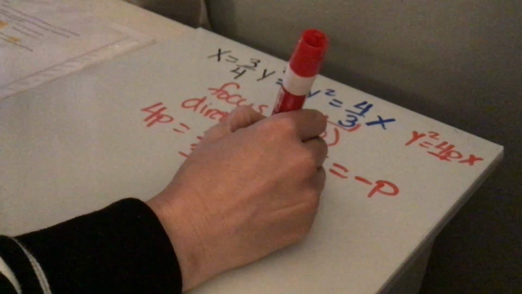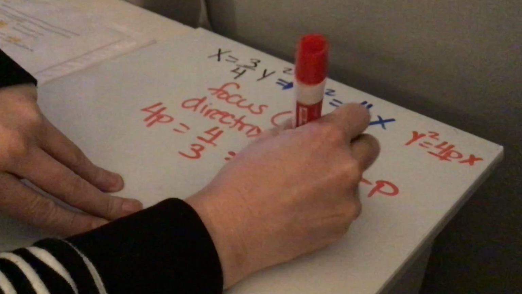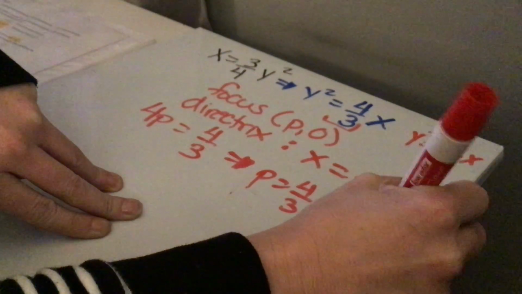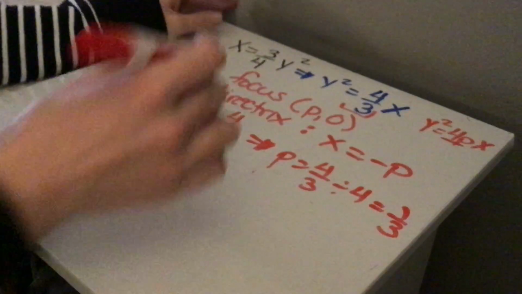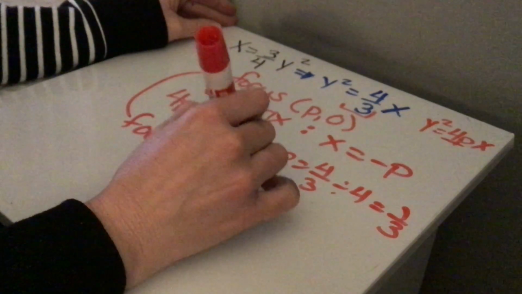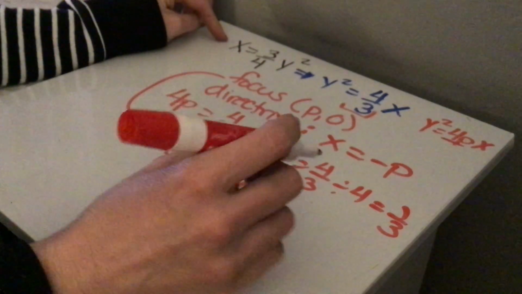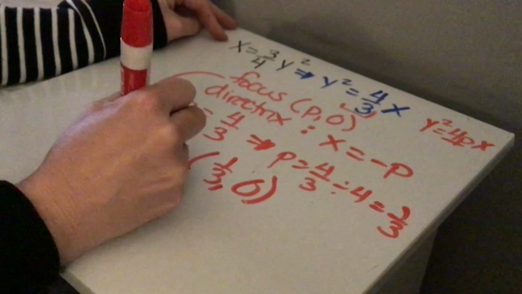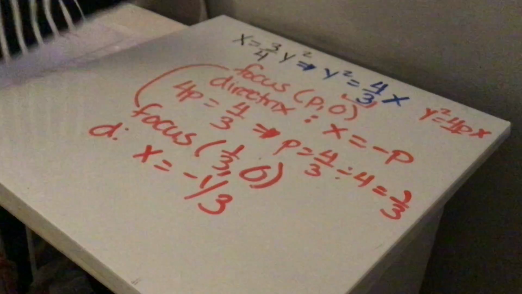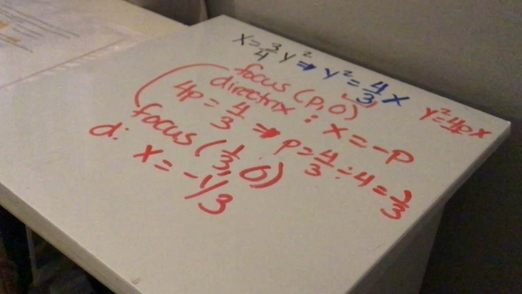So 4/3 divided by 4 is just 1/3. So that tells us that our focus is at (1/3, 0). So this is a parabola that's going to open to the right. And the directrix is at x equals -1/3. Okay? So we found the focus and the directrix. That's the first thing we were asked to do.